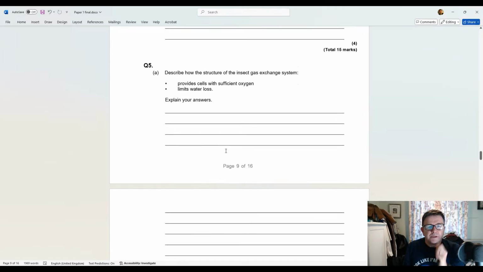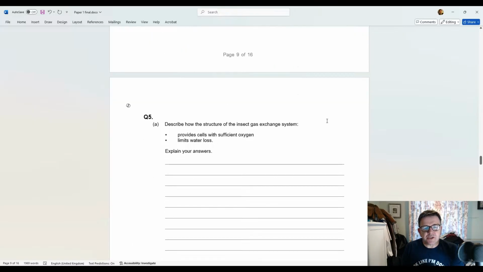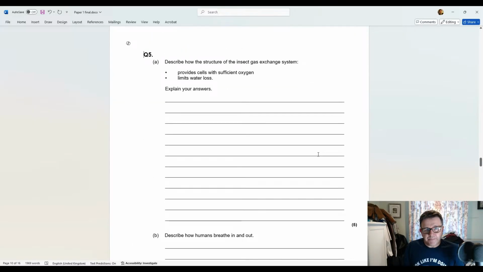Right, okay. So this one, question 5. As I said to you, gas exchange in insects has not come up for some time. So I am going to go through this because many students forget about insects. I would know a bit about leaf structure as well, which hopefully you do. Right. Okay. So describe how the structure of an insect gas exchange system provides cells with sufficient oxygen, but also limits water loss. Explain your answers.